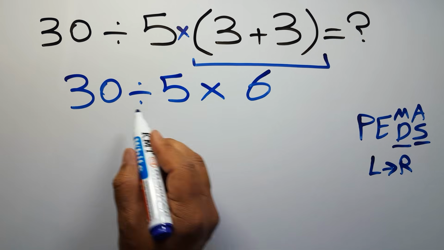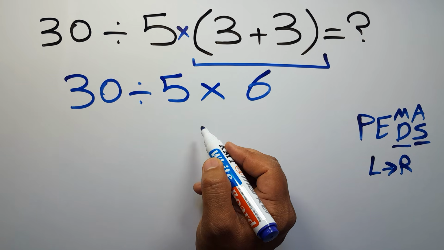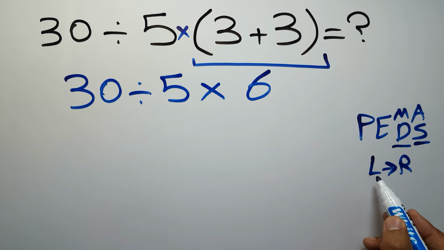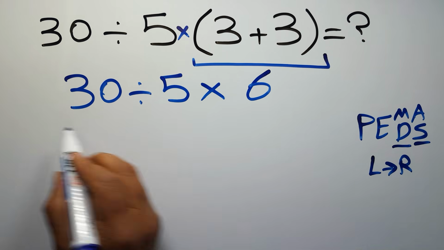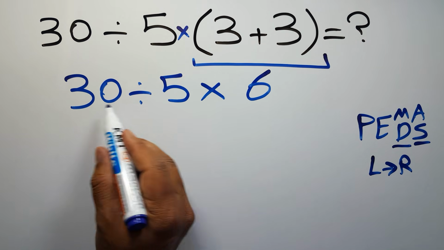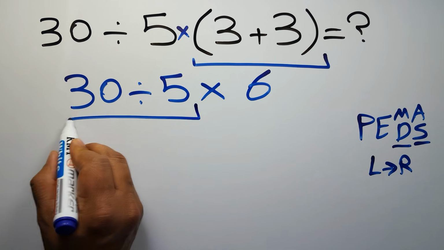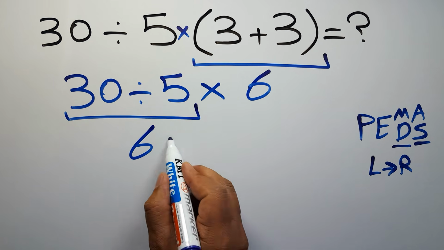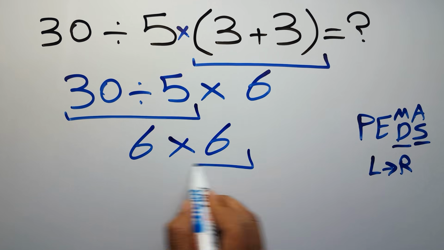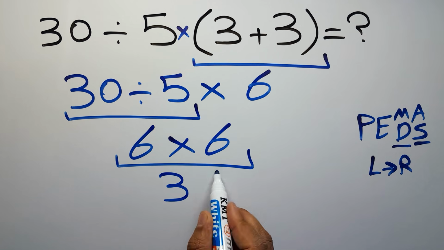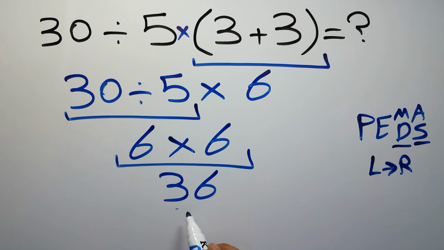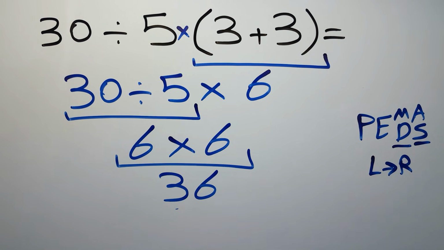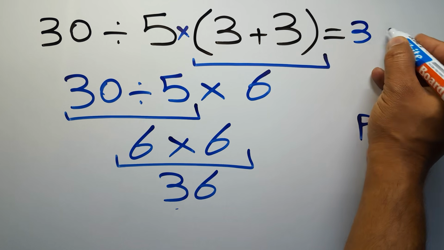Now, in this expression, we have one division and one multiplication. As I said, multiplication and division have equal priority and we have to work from left to right. So here, first we have to do this division. 30 divided by 5 gives us 6. So we have 6 times 6, which equals 36. And this is our final answer to this problem. The correct answer is 36.